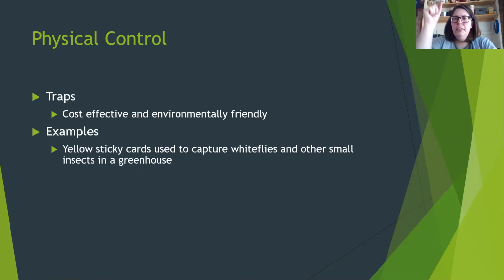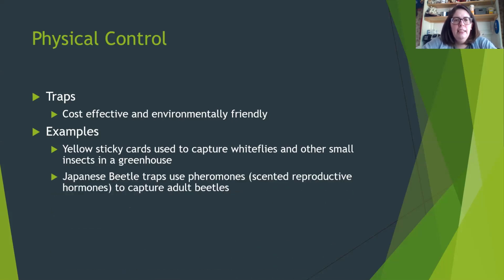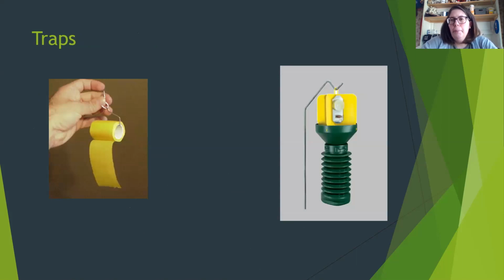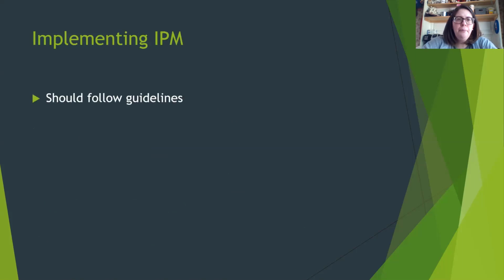So traps: cost-effective, environmentally friendly. You've got that yellow sticky tape. I think I have some in my lab with the guinea pigs and gnats, but it can capture whiteflies and other small insects. Japanese beetle traps. So here's just a couple pictures of what you might see inside greenhouses, barns, etcetera.